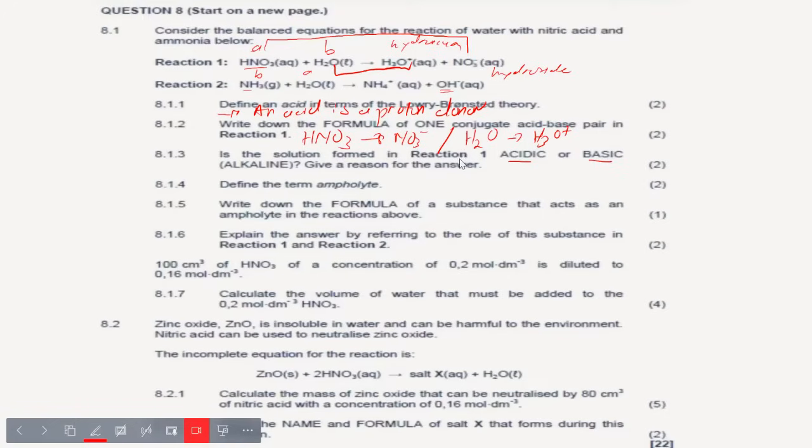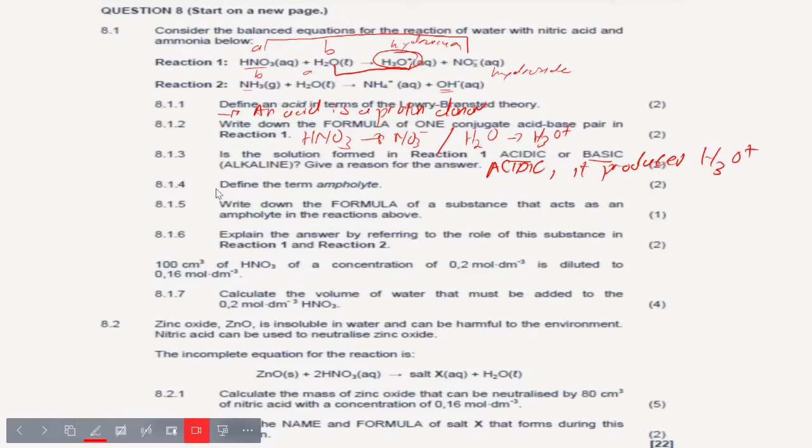So in this case, in reaction 1, what is it that we have? We can see here, hydronium ions. So that means it is what? Acidic, right? So it has to be acidic. And what's your reason for that? You simply say it produces hydronium ions. You can even write it produces H3O plus like that.